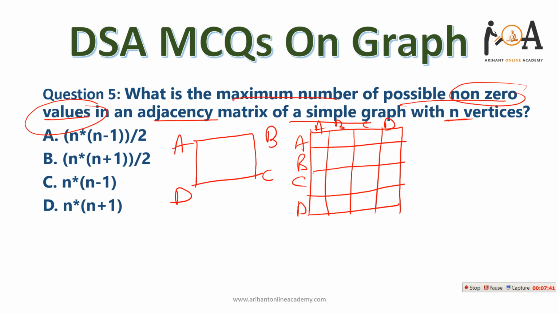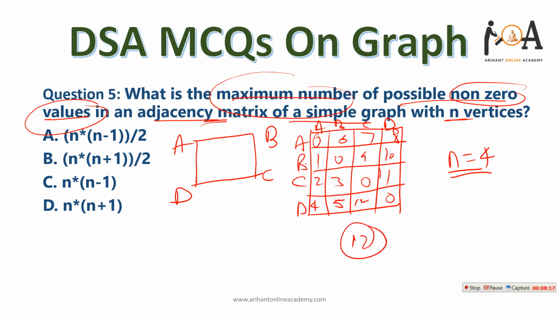So suppose my value of n is 4 because I have 4 vertices here. And the property of an adjacency matrix says that all the diagonal elements should have the value 0. Means the distance from A to A is 0, B to B is 0, C to C is 0, and D to D is 0. So the remaining ones can be non-zero. We need to find the maximum number of non-zero elements. You can count it: 1, 2, 3, 4, 5, 6, 7, 8, 9, 10, 11 and 12. So 12 non-zero values your graph may contain, right?